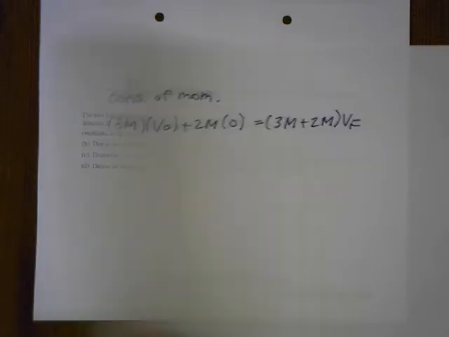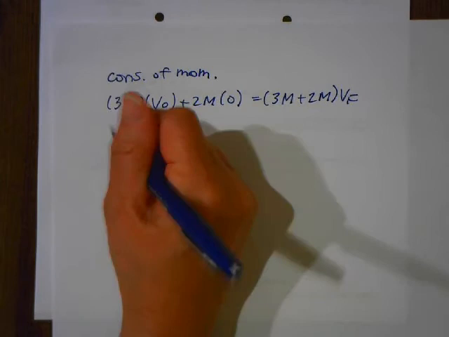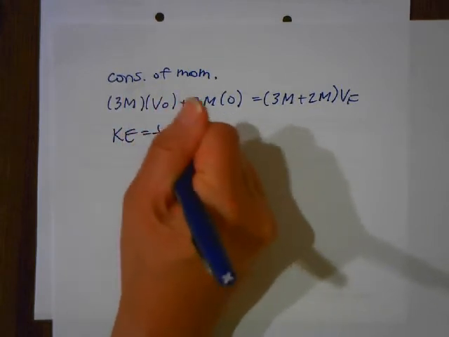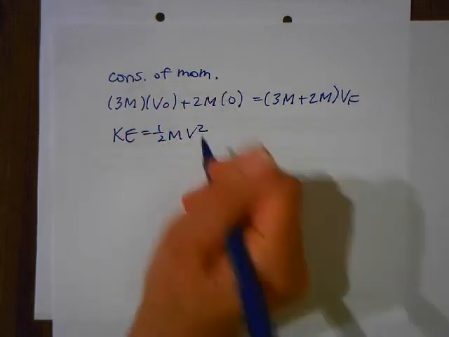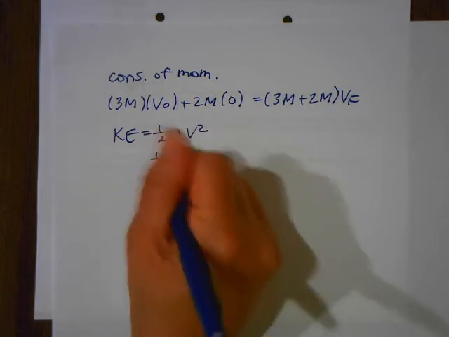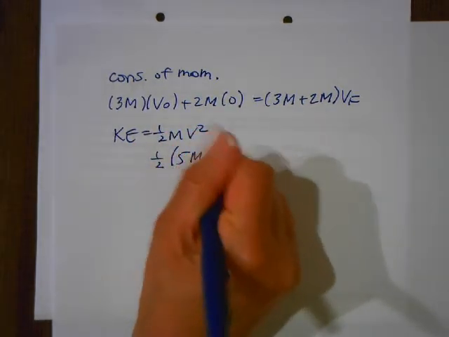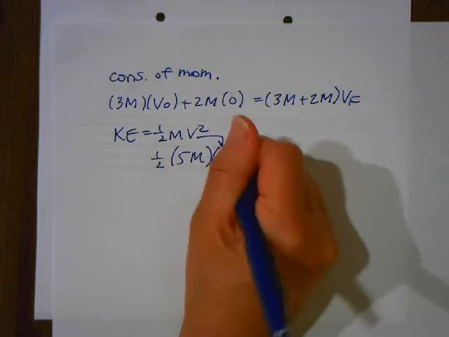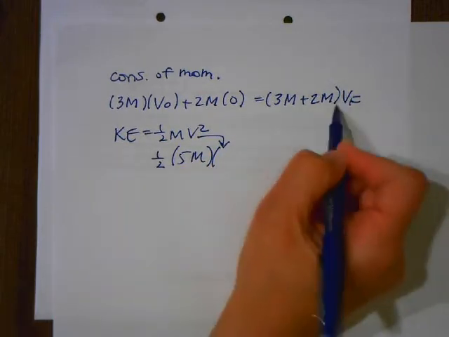For part C, determine an expression for kinetic energy. Well, the first thing you're going to say to yourself is kinetic energy is 1/2 mv squared. Well, if they're stuck together, it's 1/2 the total mass, and then whatever this comes out to be, the final velocity in terms of v naught.